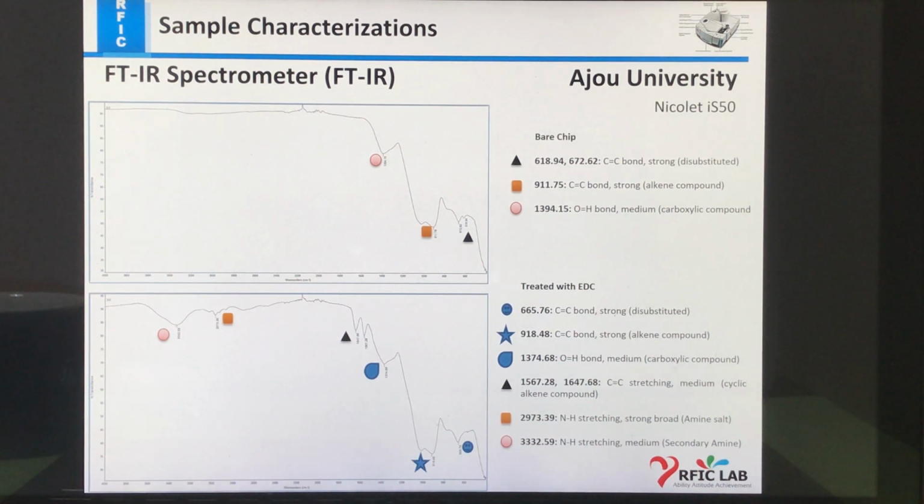So this is the FTIR spectrometer. We have checked the FTIR spectrum of four different kinds of samples. The first one is the bare chip, just after piranha cleaning, where we got three types of peaks. It's already shown in the figure, with different kinds of signatures. The second one is treated with EDC. We got six types of peaks, already mentioned here: carbon-carbon bond, OH bond, and NH stretching bond, called a secondary amine bond, present after the immobilization of EDC NHS on the surface.